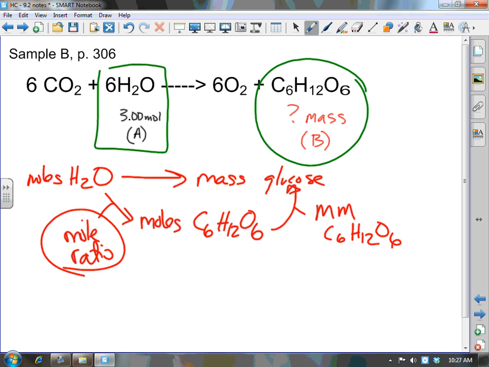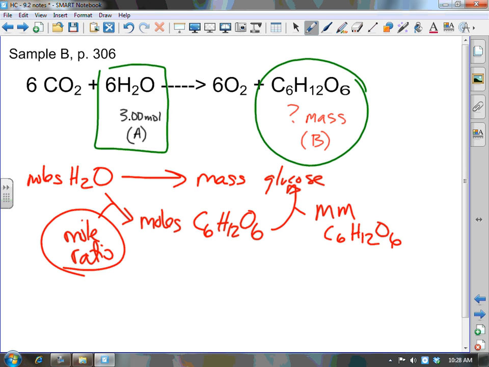C6H12O6. So you can see in that sample problem how they're setting that up, and they're actually solving for the answer. So 3 moles of water will produce 90 grams of glucose. Okay. So the first part of this calculation is what we just learned. The second part of the calculation we already know how to do.